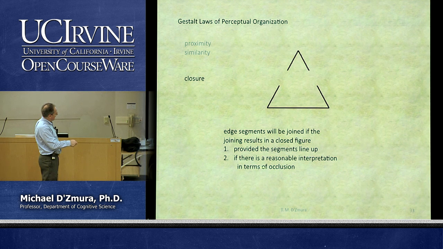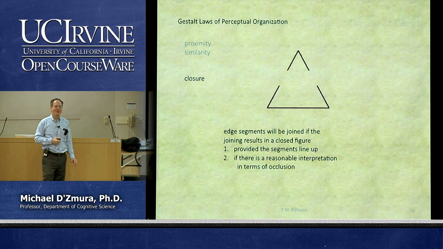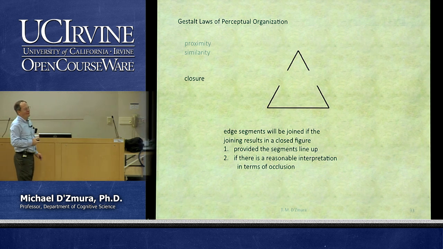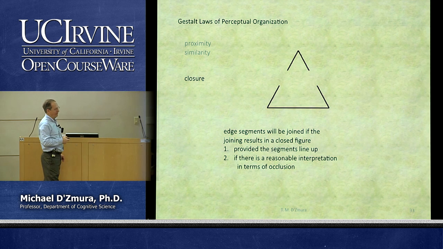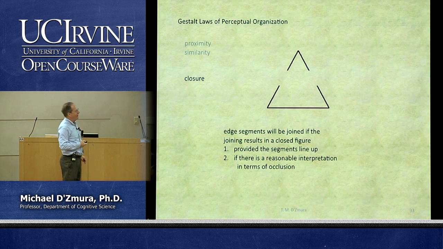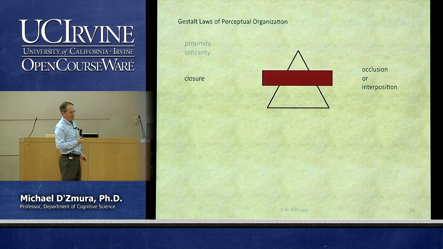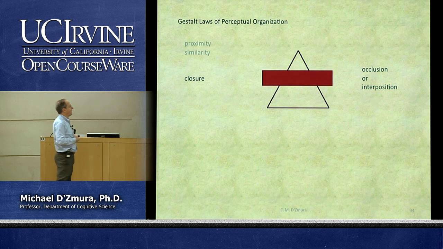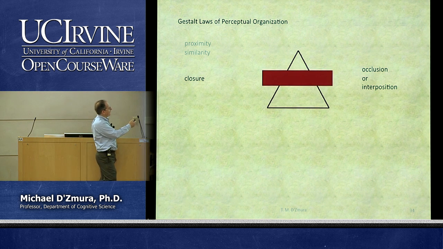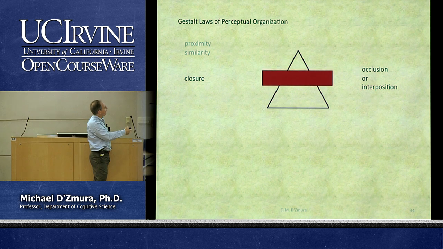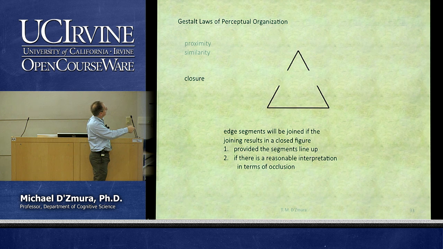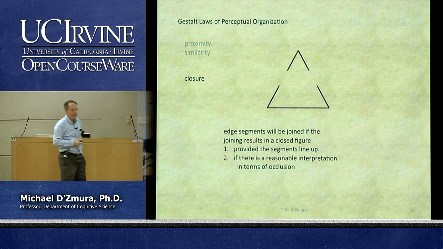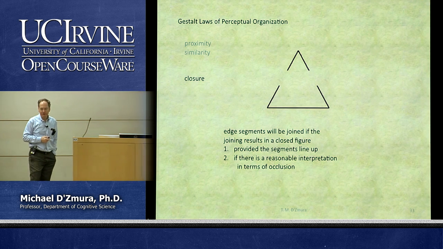Well, the reasonable interpretation is in terms of occlusion. And occlusion is the same thing as interposition. Effectively, both terms refer to something in front blocking whatever's going on behind. And in this case, the something in front might be a bar that is blocking the edge on the left and the edge on the right. Okay? So if there is an interpretation like this in terms of occlusion, then we are more likely to close up those gaps here and to see a closed figure. And that's closure.